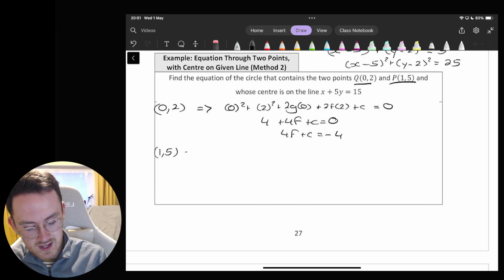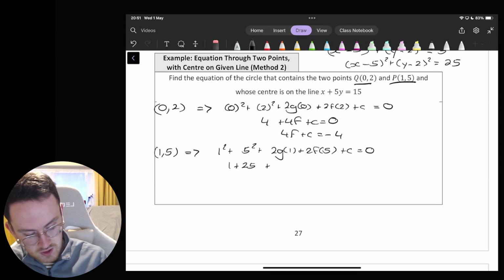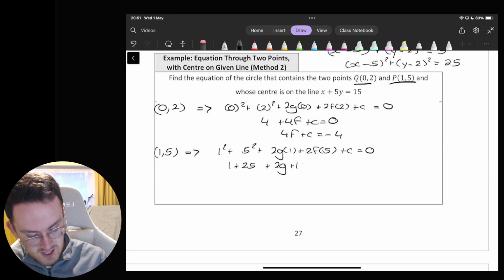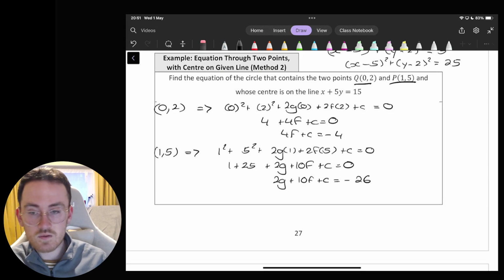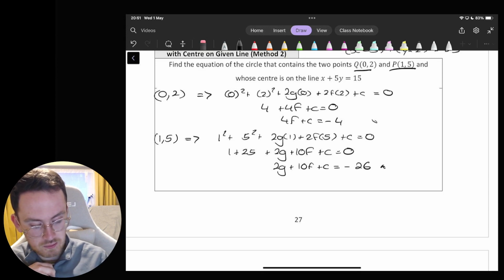Subbing in the point (1, 5) as well, so 1 squared plus 5 squared plus 2g times 1 plus 2f times 5 plus c equals 0. That's 1 plus 25 plus 2g plus 10f plus c equals 0. So 2g plus 10f plus c equals minus 26. We have 2 equations now, one of them only in 2 variables, another in 3 variables. So let's bank those for a second.